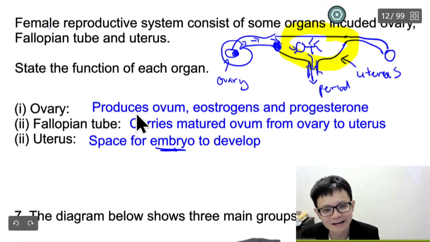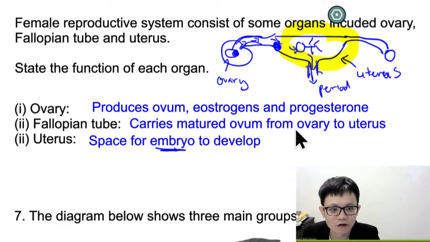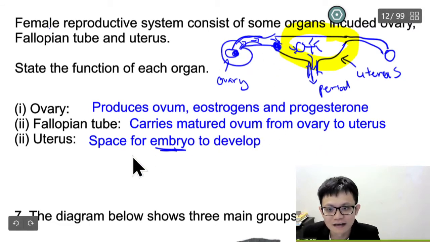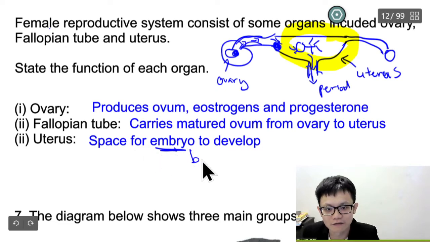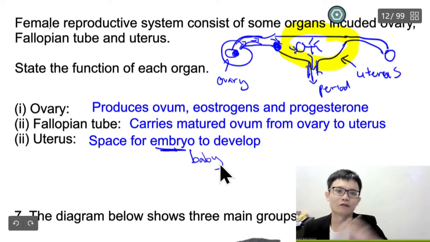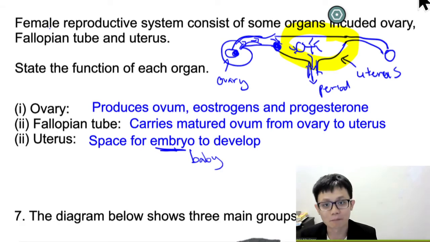So there's an ovary, and the fallopian tube is this tube, so it looks like a tube, right? Here is the tube, for carrying the mature ovum from the ovary to the uterus, and the uterus is the place for the embryo to develop, for the baby to develop. Of course, you don't say baby, so we call it an embryo.